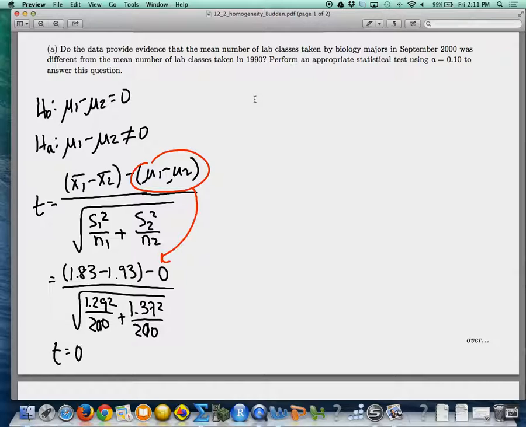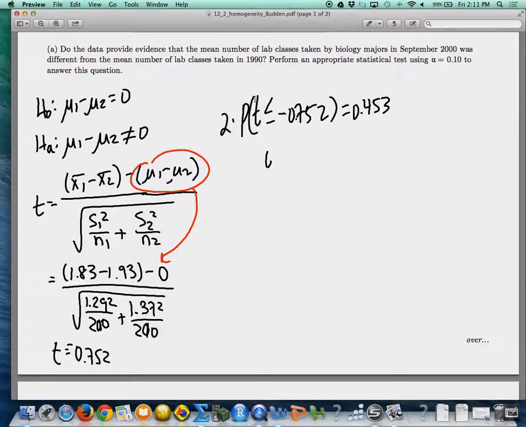Negative 0.752. Okay, and then it's a two-tailed test. So you're going to find the probability of t being less than or equal to that negative 0.752. And you're going to multiply it by 2. Matt, can you do that, please? 0.453. Did you multiply by 2? Yes. Okay, what did you say it was? 0.453.